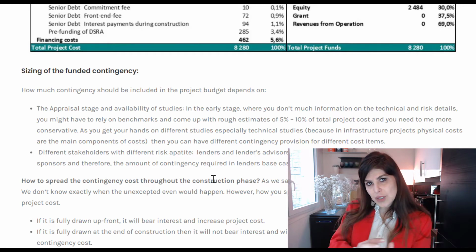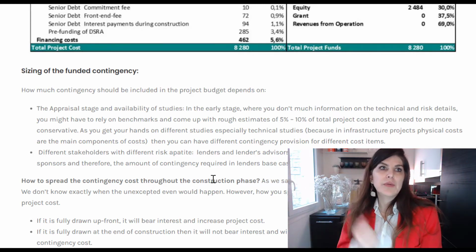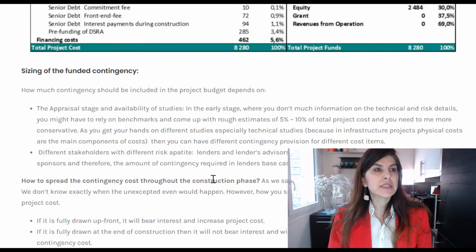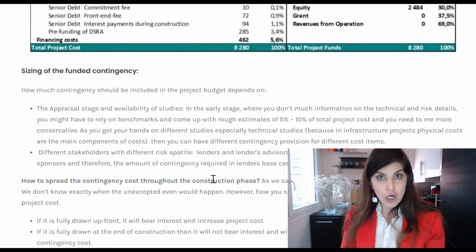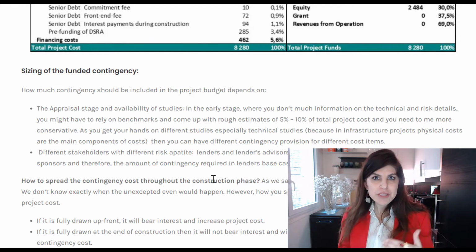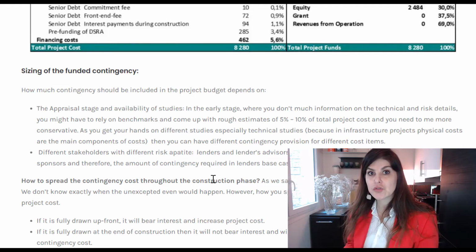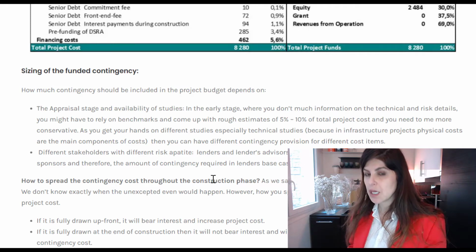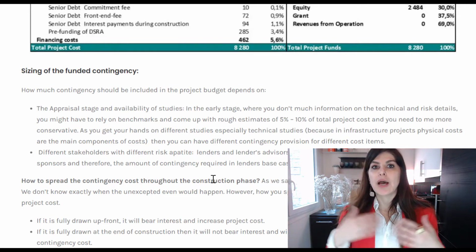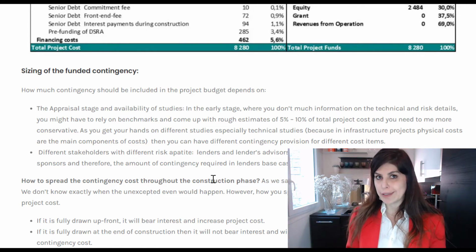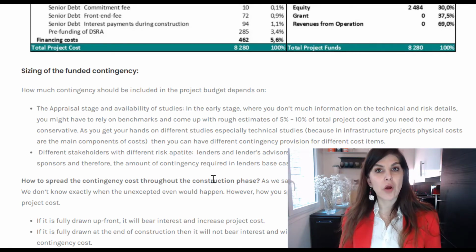And as we go along, as we start signing contracts, maybe we have an EPC contract which is a turnkey, fixed price contract. So maybe the risk would be lower at that stage when you have this clarity about the contractor and the type of contract that you're signing. So maybe the contingency can go lower as things get clearer during the appraisal stage. So that's one thing to consider regarding the timing.